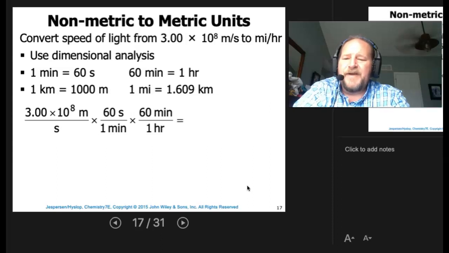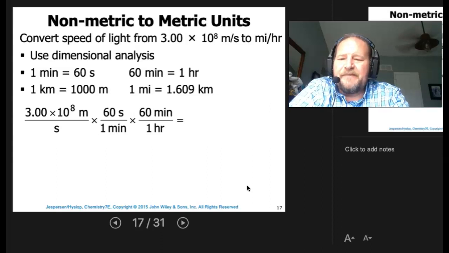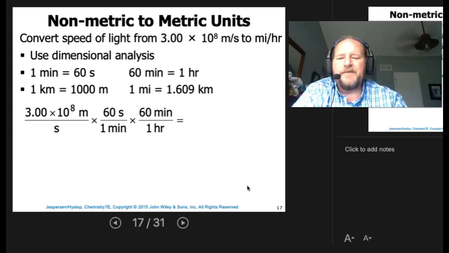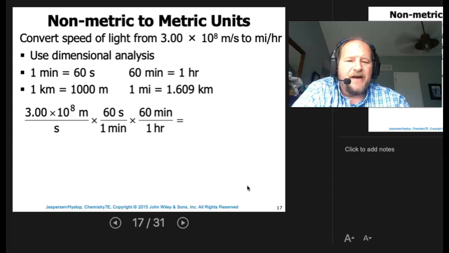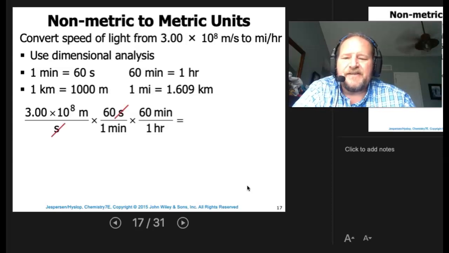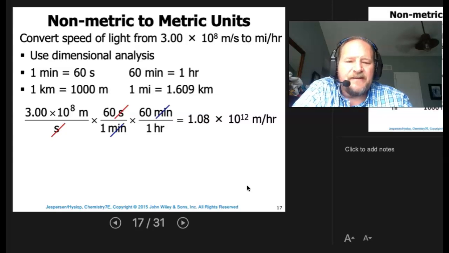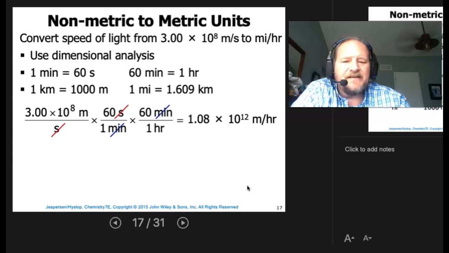So here we can take 3 times 10 to the 8th meters per second. We can cancel our seconds out, 60 seconds in a minute. We can also cancel our minutes out and go 60 minutes in an hour. So seconds will cancel out here, minutes will cancel out there. When I run that through my calculator, I get 1.08 times 10 to the 12 meters per hour.